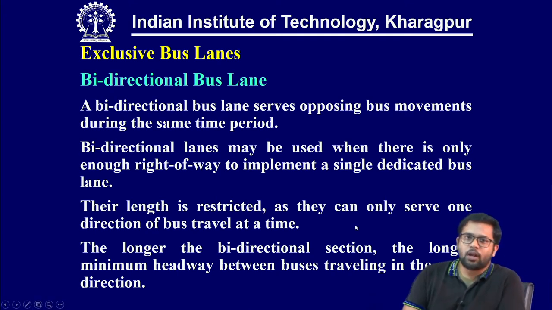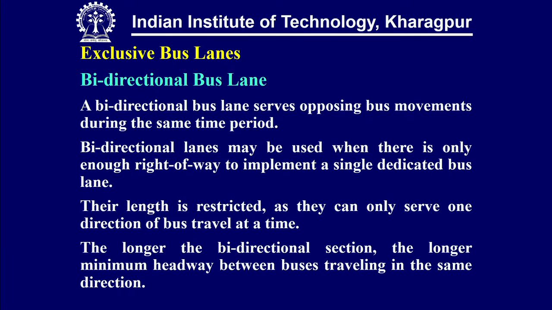The basic difference between a reversible and a bidirectional bus lane is that a reversible lane is for two different time periods, but a bidirectional lane is for the same time period. If the roadway is located in such a location where both directions of buses are important bus routes, then you need to go for a bidirectional bus lane. You detect one bus coming from one side and give priority to the bus in that direction, and then you detect another bus coming from the other side and give it priority. But you have to keep in mind that the length should be restricted, because the travel time of the bus along the section should not be higher than the frequency of buses coming from the opposite direction. So all these things need to be taken into account while providing a bidirectional bus lane.